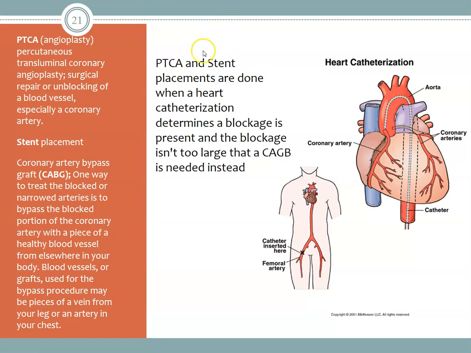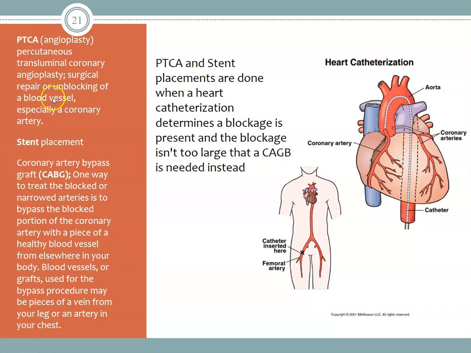And if not, if it's too large, we can't do an angioplasty, then we're going to do a CABG. And that is, we take an artery, a blood vessel, usually from the leg, and we graft it to provide a bypass for the blood to go through. So again, we either take a vein or artery from the leg and we use it in the chest to provide a new passage for blood to go through. We just bypass literally that blocked artery.